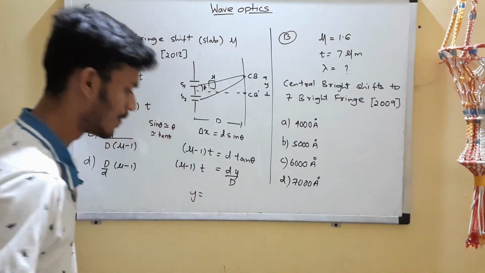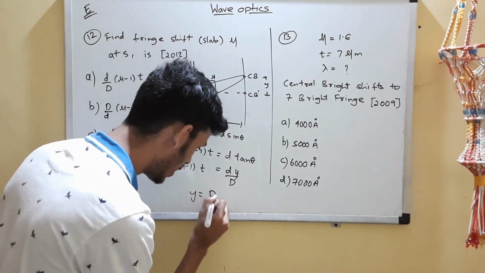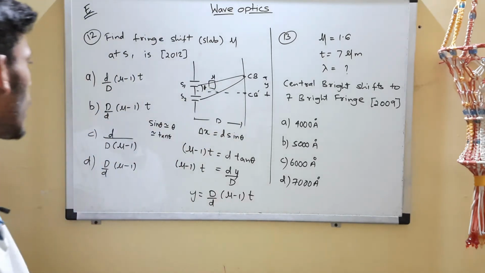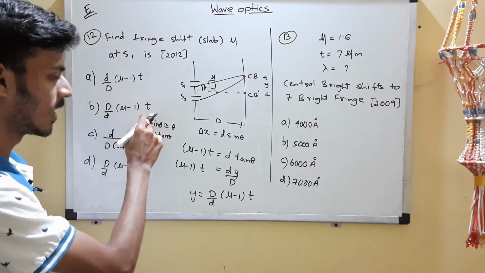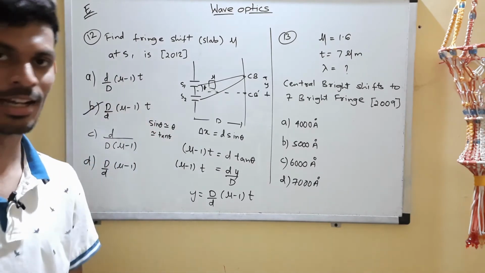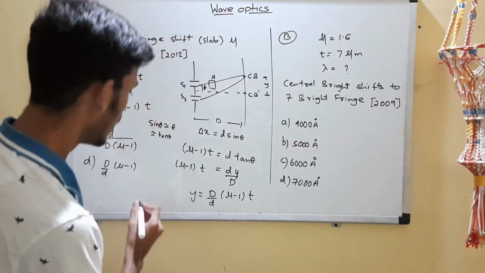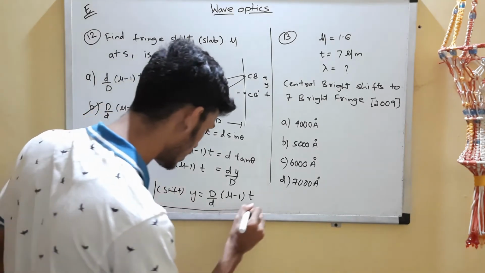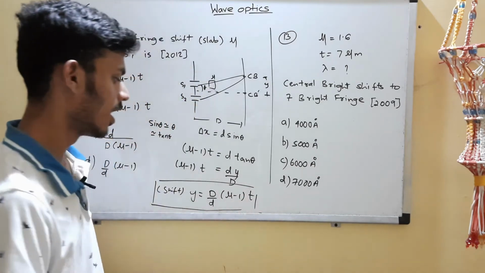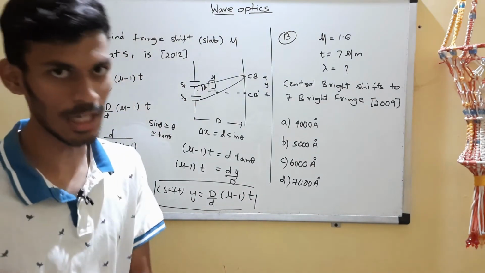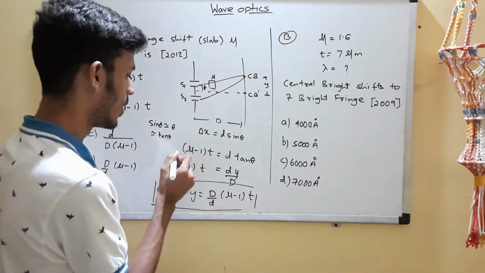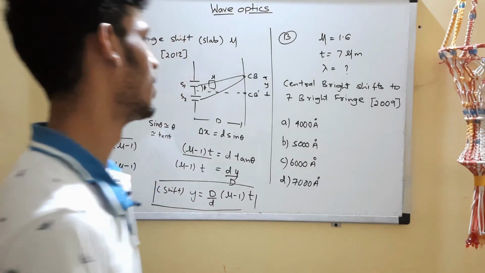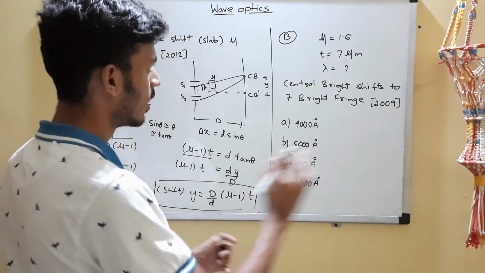So y is basically given as capital D by small d into mu minus 1 into t. Option B is the correct choice over here. And of course, you can remember this directly as a result, that shift is capital D by small d into mu minus 1 into t. And here you are supposed to remember that this is the shift that is created due to a glass slab.